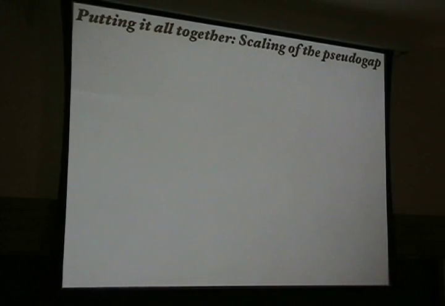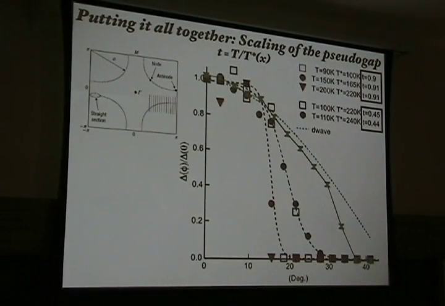Once we put all of this together, we find that there's a complete scaling of the gap as a function of temperature if we scale to this quantity, T over T star. That's the only energy scale in the problem. It's not TC. TC doesn't matter. So here it is. You have three samples here which have very different TCs, and T star differing by a factor of two.